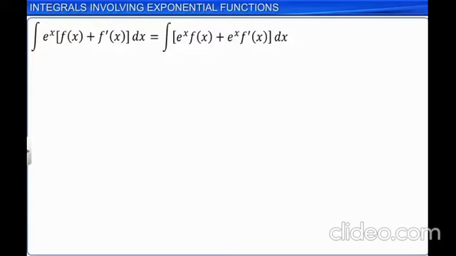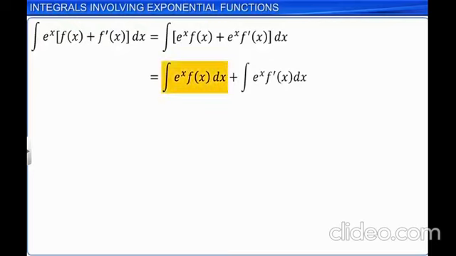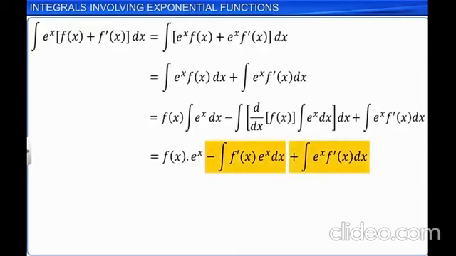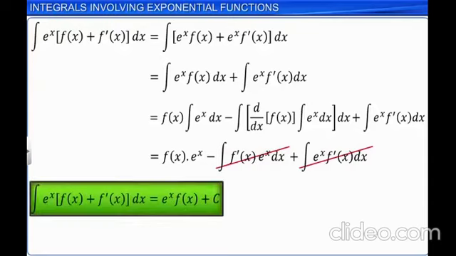Now, the integral of the sum of two functions can be written as the sum of the integrals of the functions. On evaluating the first integral by the method of integration by parts, we get f of x into e power x minus integral of f dash x into e power x dx. Observe that the second and third integrals are the same, only with opposite signs. So, we cancel them. Therefore, the integral of e power x into f of x plus f dash x is equal to e power x into f of x plus c.